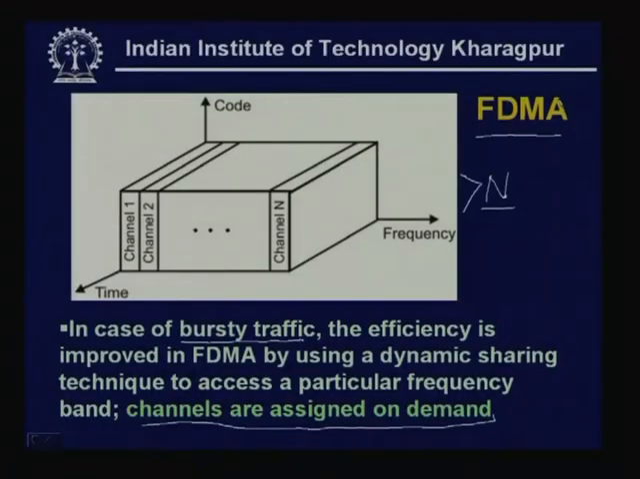That is the difference between frequency division multiplexing and frequency division multiple access. In case of frequency division multiple access, as we have seen, each channel can be used by different users based on the assignment done on demand. So, this is your frequency division multiple access.